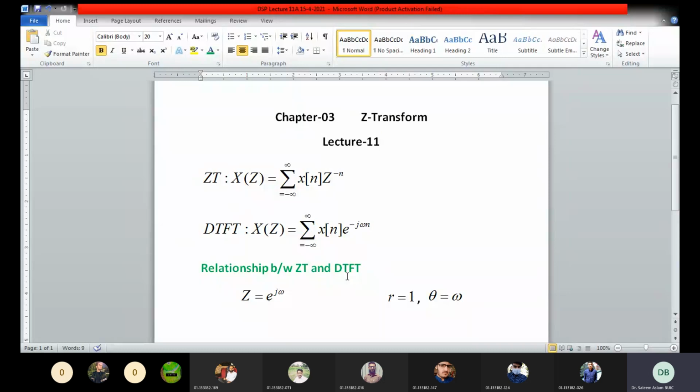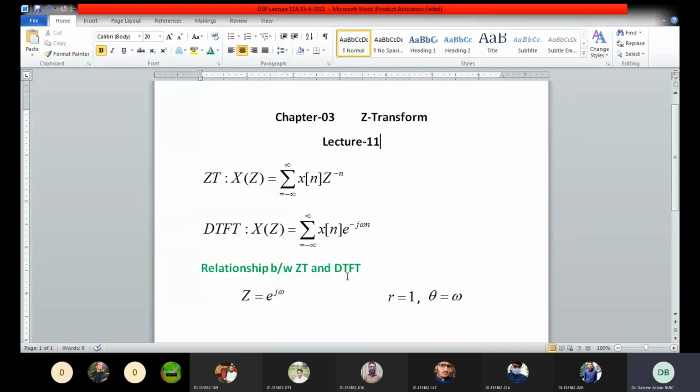Today we are going to start chapter number 3 of your course book, Discrete Time Signal Processing by Oppenheim and Schafer. Chapter number 3 is relevant to the Z transform. Let's talk a little bit about the Z transform.